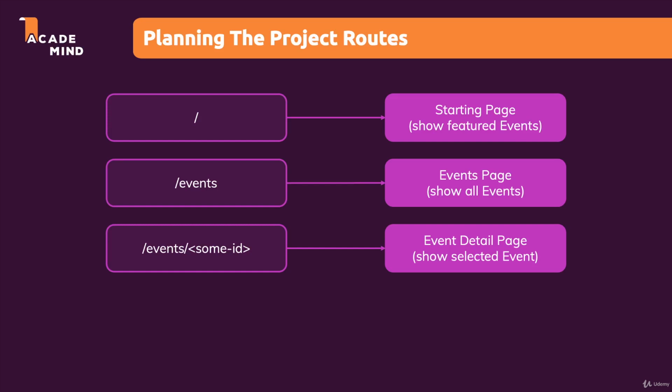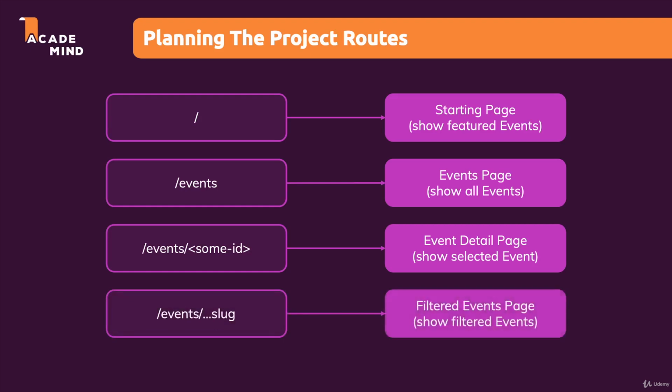And last but not least, I also want to add a feature where users can filter events by year and month, so that I can not just see all events or just the featured events, but that I can also search for all the events that take place in May 2021, let's say. And therefore, we'll add another route, another page with such a dynamic slug segment, which will load the filtered events page, where we then show all the events matching our filter here. And we're going to build all these things together in that project.